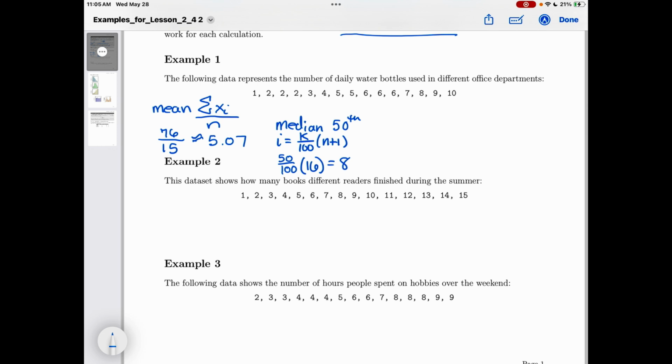And it is already ordered that way, so we just have to count out to the 8th position. We have 1, 2, 3, 4, 5, 6, 7, 8. So the 8th position is 5. We can say the median is equal to 5. That means 50% of the data is approximately less than 5, and 50% of the data is more than 5.